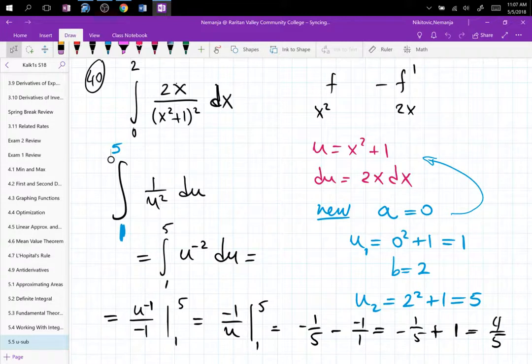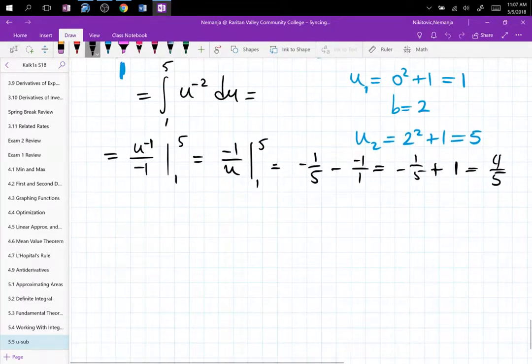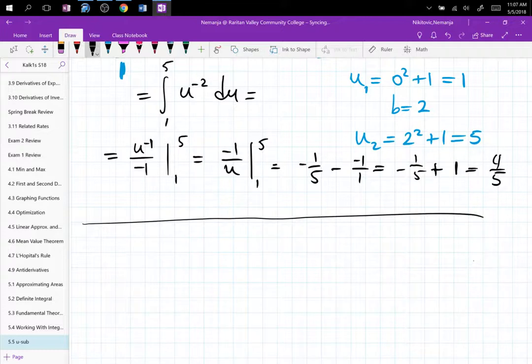We are doing the same problems, except we are transforming the limits of integration from the x domain into the u domain as well, and then doing 100% of the calculations in the u domain.